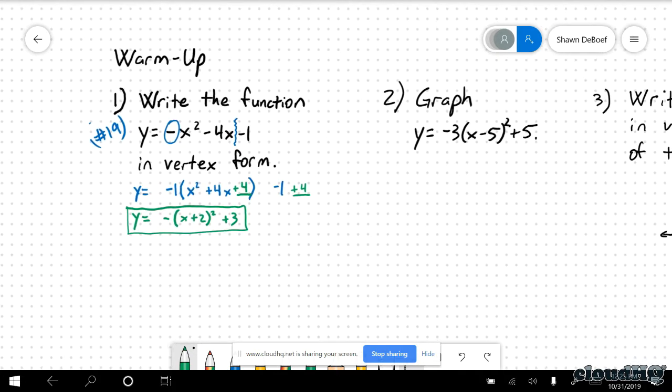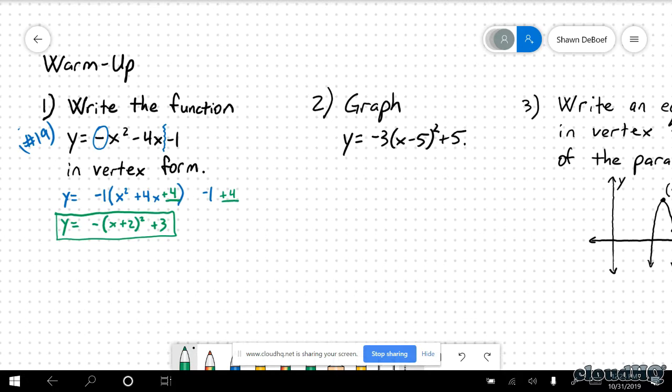So in number 2, we have something that's already in vertex form, and I'm asking you to graph it. It would be helpful to know what the vertex is. So I would start this one by finding the vertex. Well, for your vertex, the x part of it, you look in the parentheses. The parentheses say x minus 5, but we have to do the opposite of that. So instead of -5, we use +5.